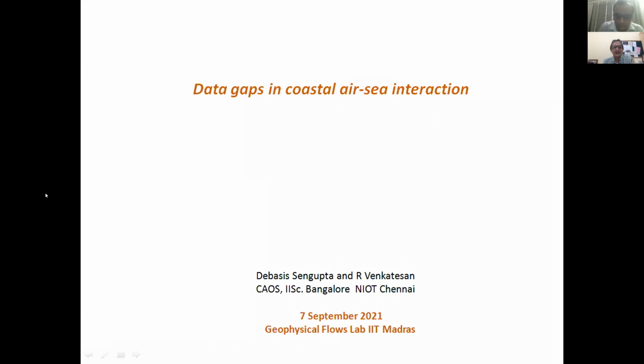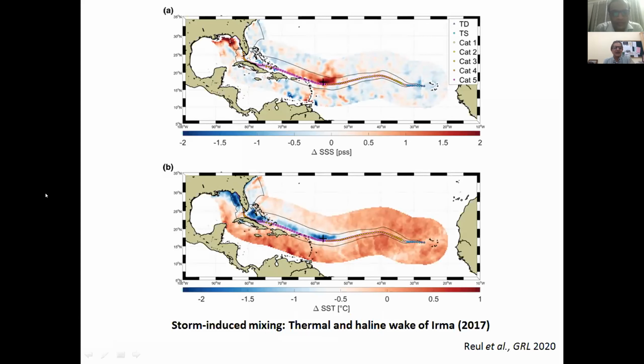Mani, the next slide. Yeah, so the ocean is stratified both by salinity and by temperature. This is an example of what happens when a very powerful tropical cyclone moves over the stratified ocean. The top panel shows what happened to the sea surface salinity, by how much it changed. You can think of PSS as grams per kg. The mean for seawater is 35. So you can see how much the salinity changed along the track of this storm Irma. The bright red colors are about 1.5 or 2 grams per kg.